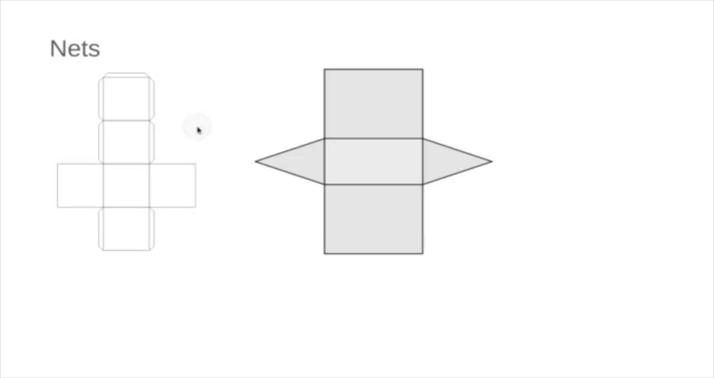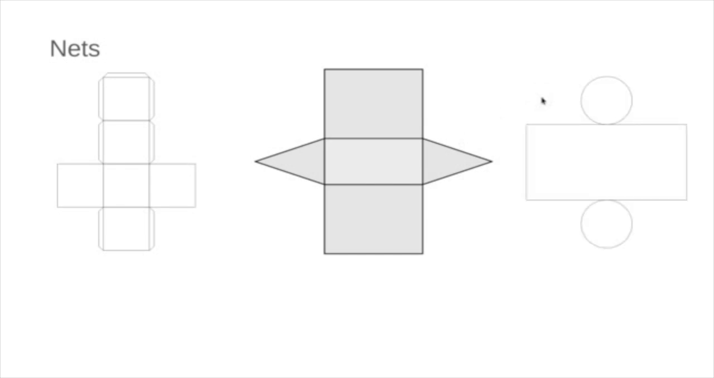This would be the net for the triangular prism, and you see you have 1, 2, 3 rectangles here in the middle. Now these rectangles could be any size depending on the shapes of your triangles, and then you'll have the 2 triangles on the side.